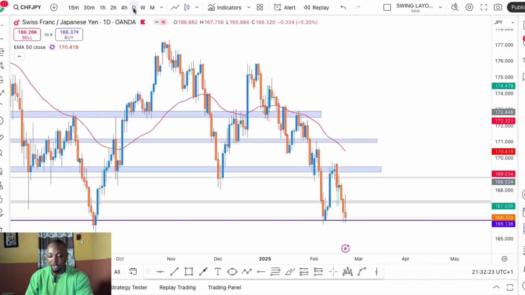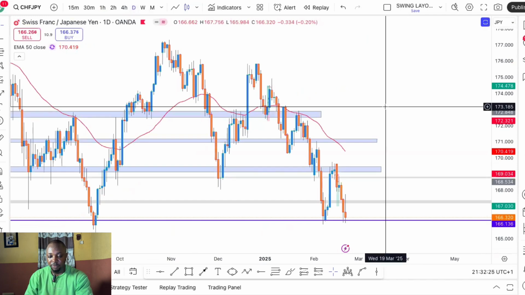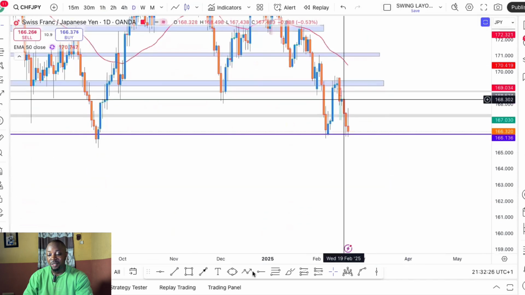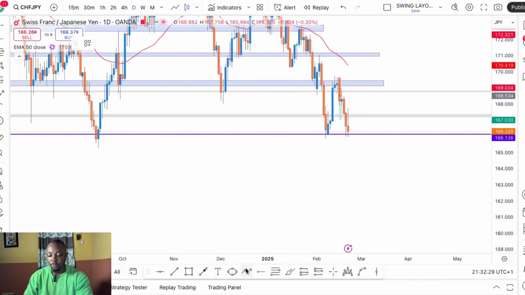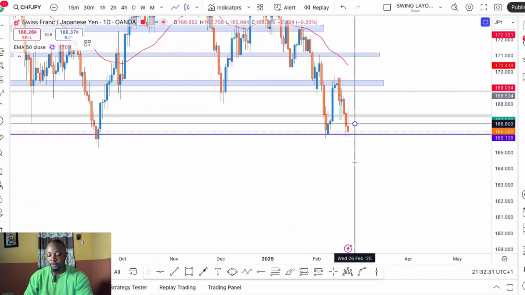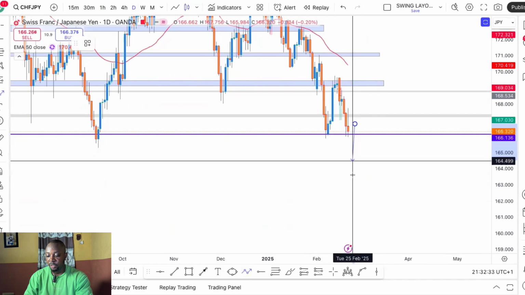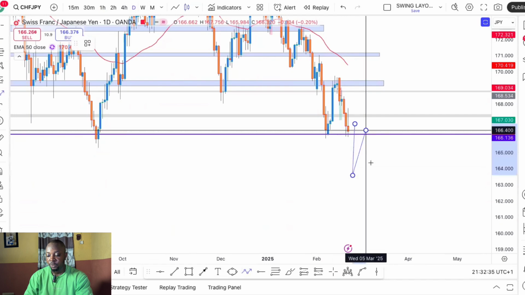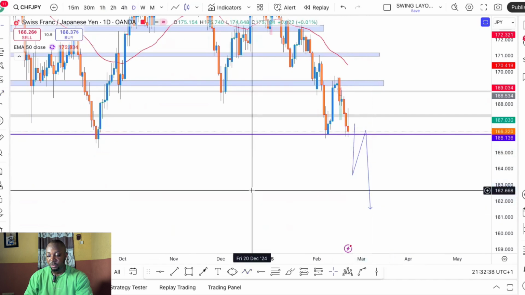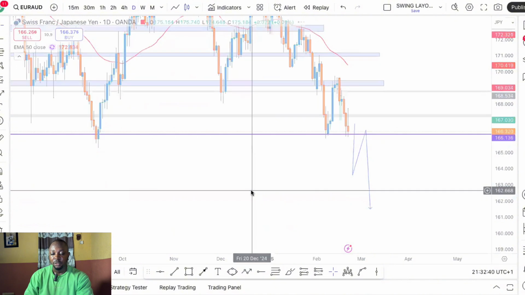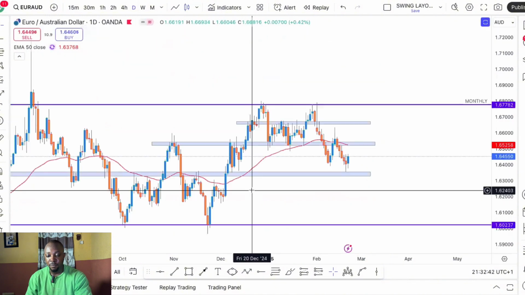Next on my list, CHF JPY. This trade has also played out. The opportunity I'm going to be looking for, bearish on this pair, is a break of this level, retest, reject, and sales to the downside.